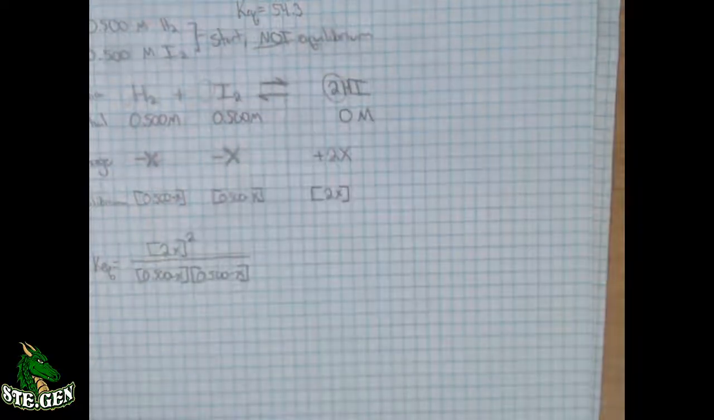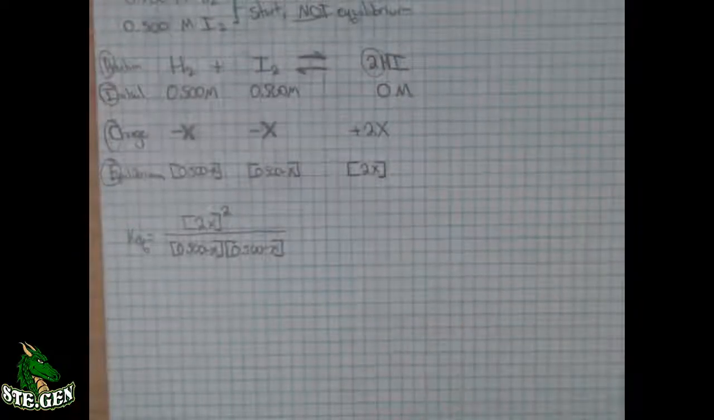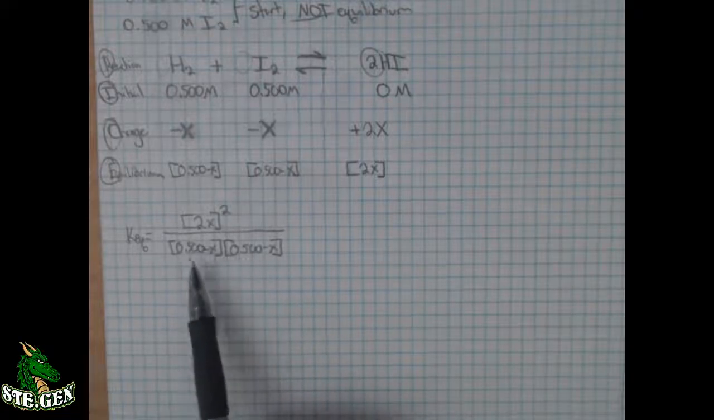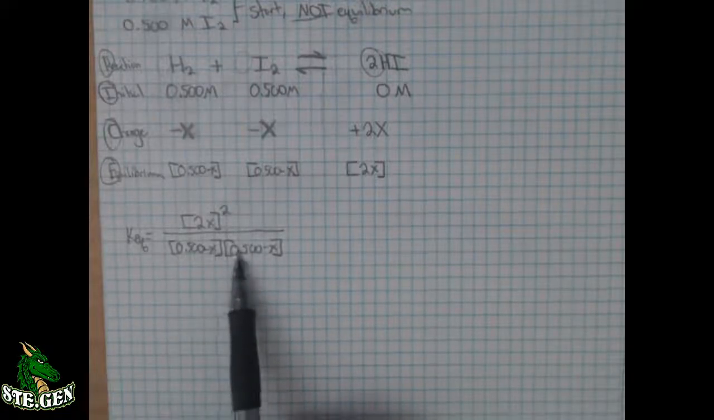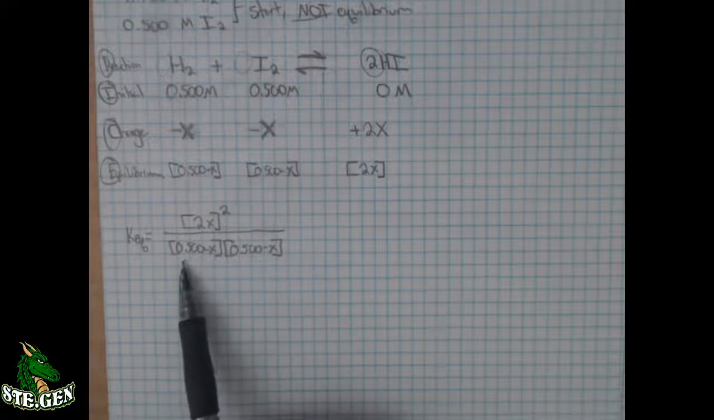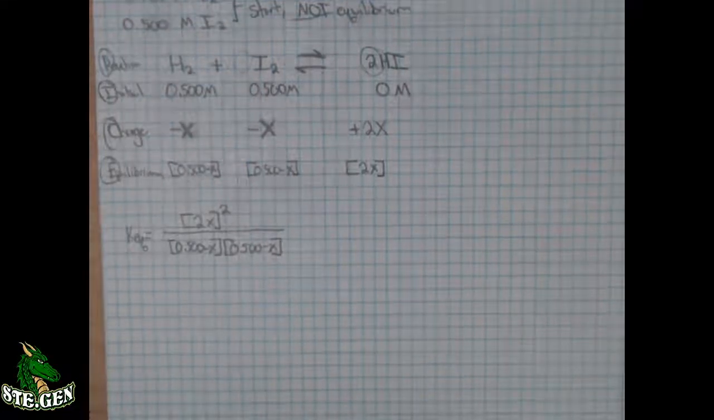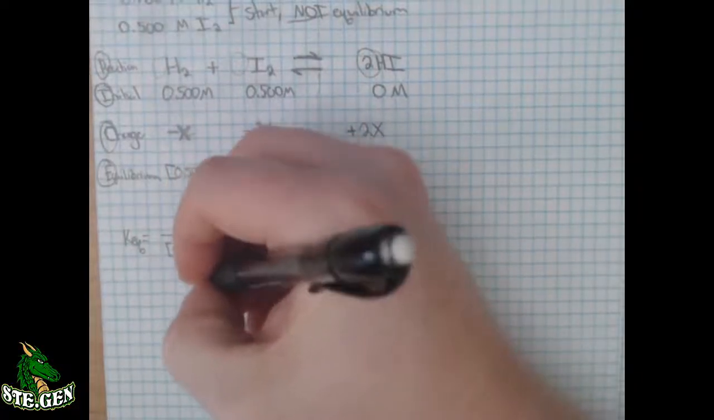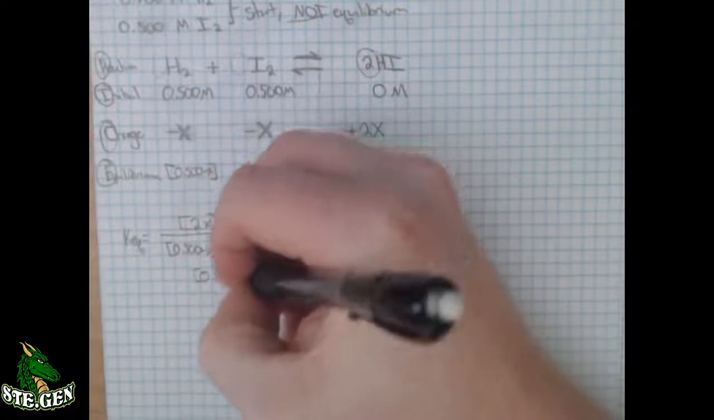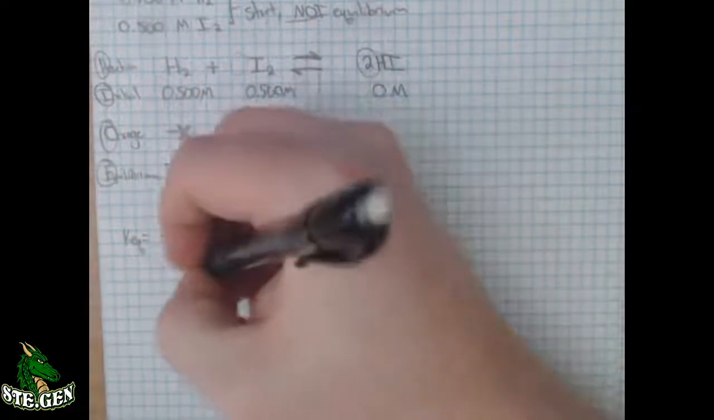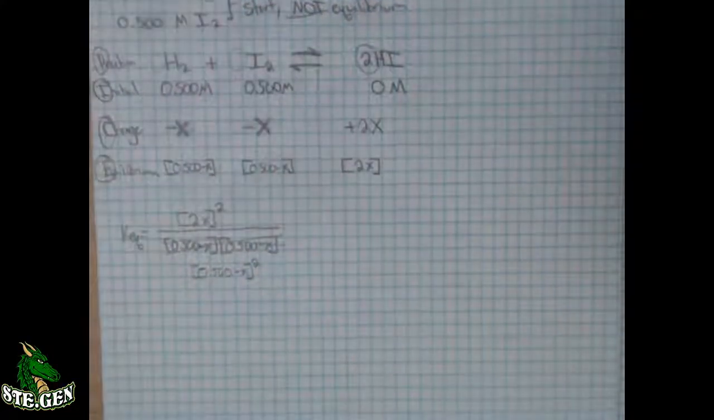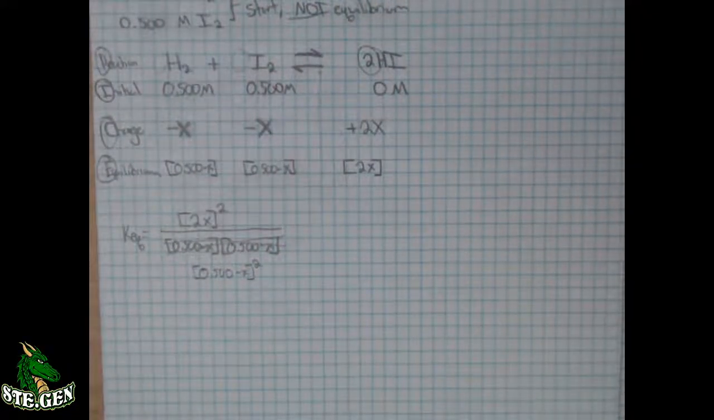Now, I was really nice in this problem, and I won't always be nice. In this problem, notice these two are the same things. We've got 0.500 minus x, 0.500 minus x. So what's another way you could write 0.5 minus x times 0.5 minus x? Well, if you're just doing the same thing multiplied by itself, this is the same thing as 0.500 minus x squared.